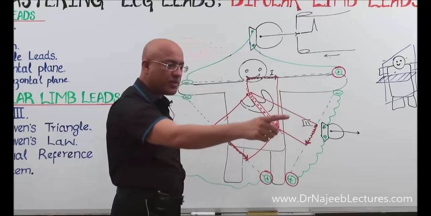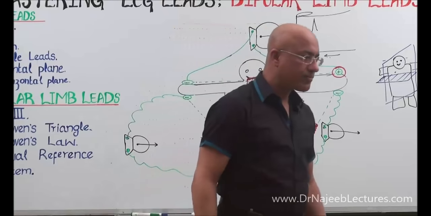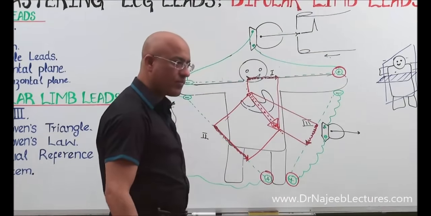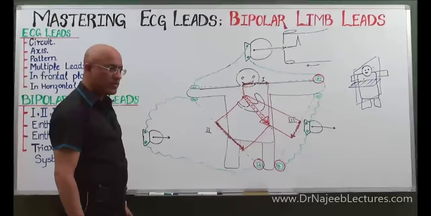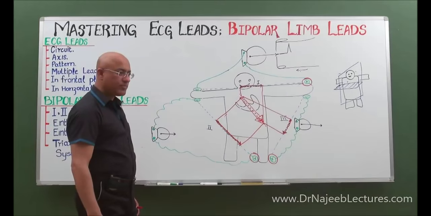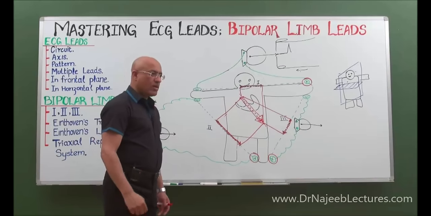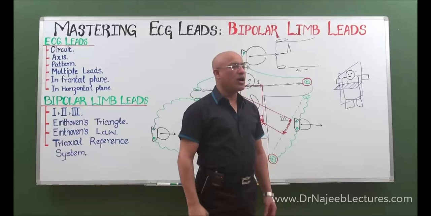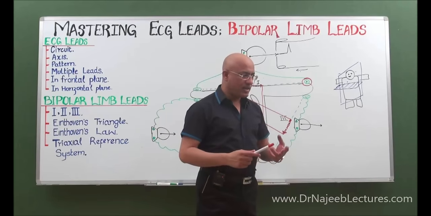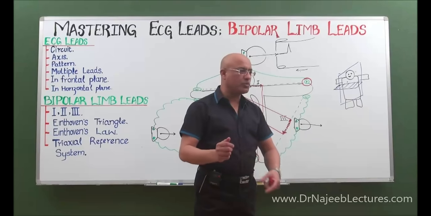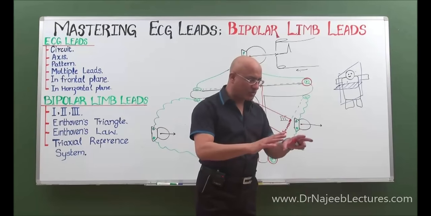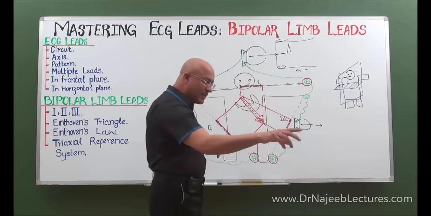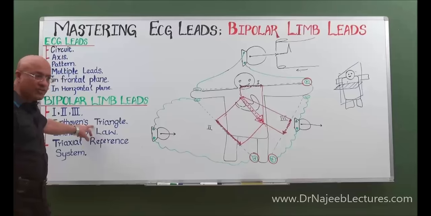Now, yes, please. Sir, why do we always put the limb leads on the limbs to record the activity of the heart from different angles? How do we determine the place of the limb? Okay, he is asking how we determine which electrode should be put at which place. That is what you are asking. I will explain in a few moments when I go to Einthoven's triangle.